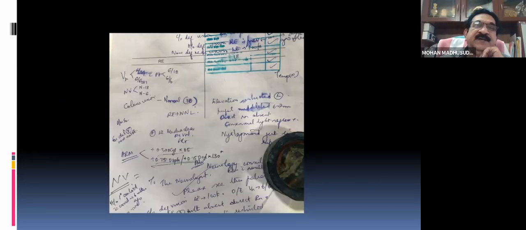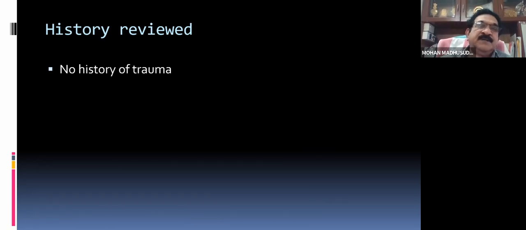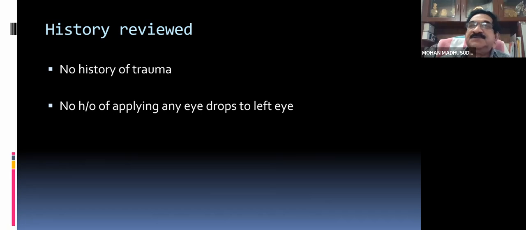This ophthalmologic finding was detected when she went to the ophthalmologist. Right side 6/18, then 6/6, and all other things they checked. The pressure was normal. The history was reviewed: whether she has put some drops in the left eye or any history of trauma. There is no history of trauma, no history of applying any eye drops to the left eye.